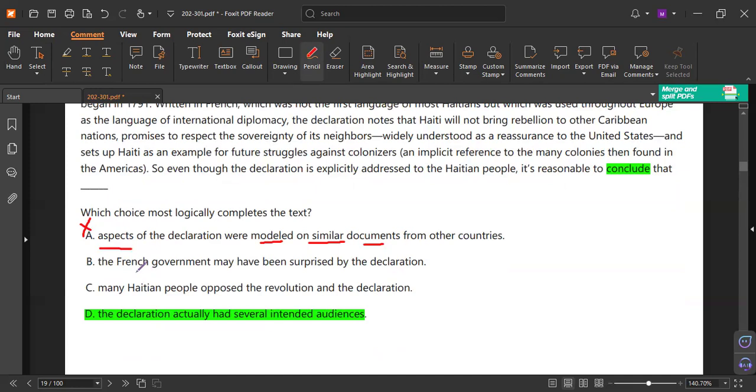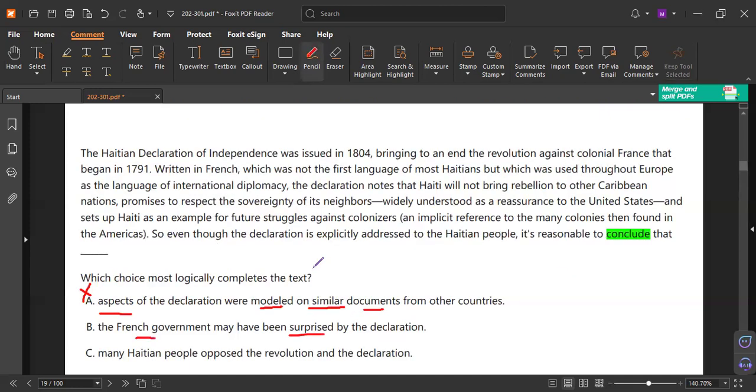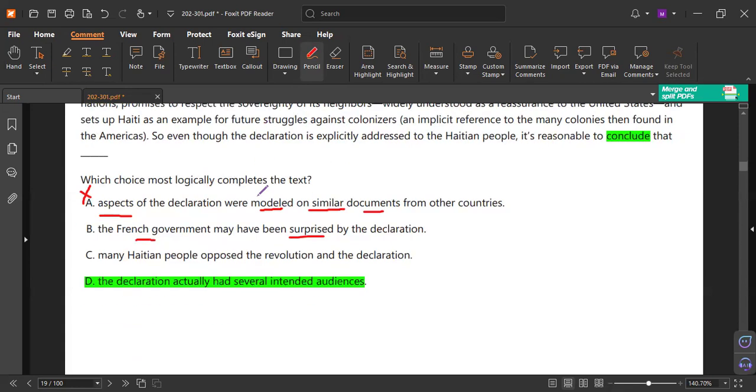Did he mention that the French government have been surprised? No. How? It was written in French. Oh, right, sorry, I didn't see it. It was not the first language for the Association, but it's French. And he mentioned here it was used throughout Europe as the language of international diplomacy. So France is not surprised.